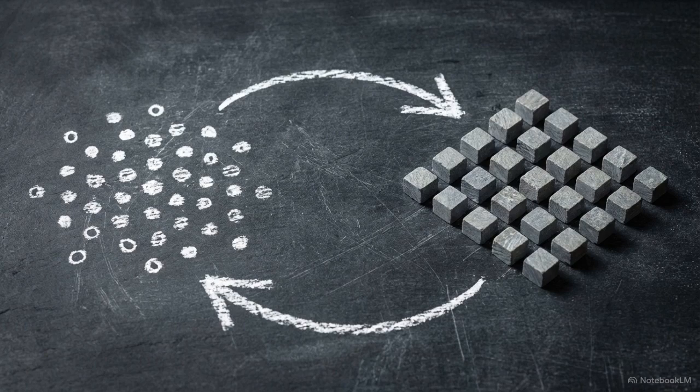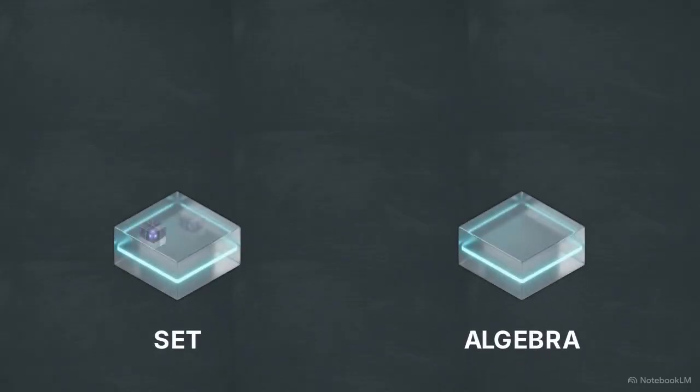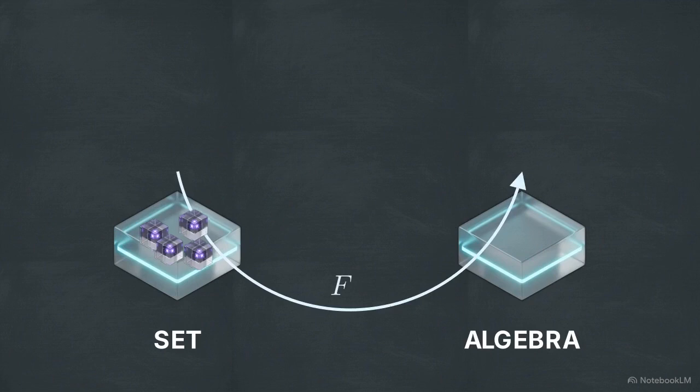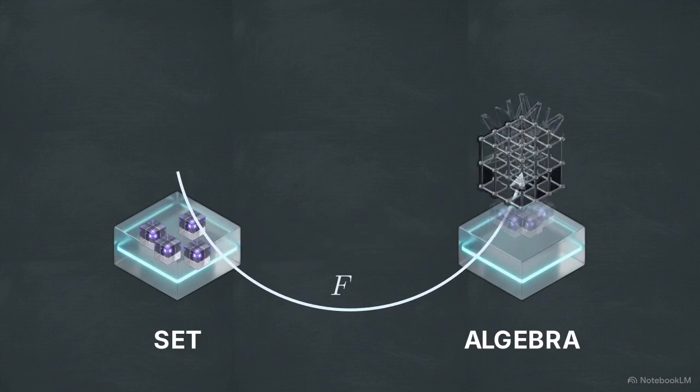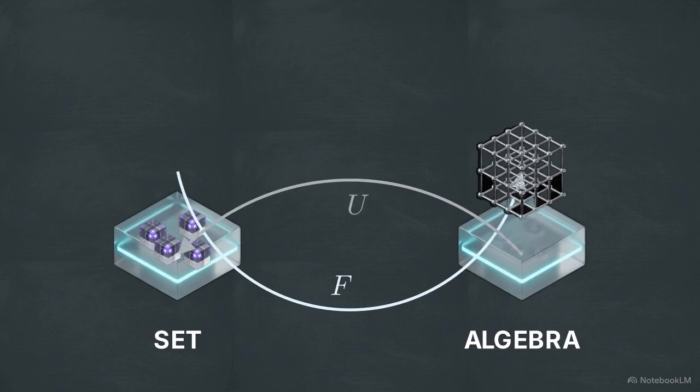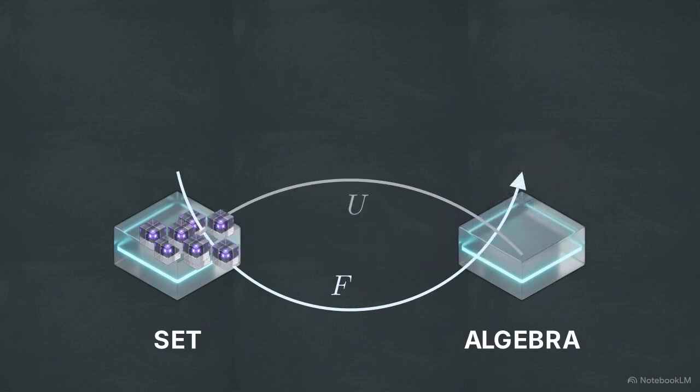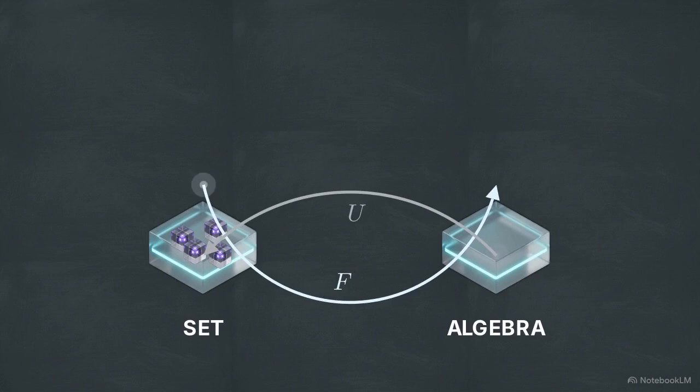A functor is a map between categories that preserves the composition of morphisms and object identities. Functor F is the left adjoint. It takes a raw set and builds the syntactic structure of the free algebra. The forgetful functor U is the right adjoint. It does the opposite, stripping away the algebraic laws to leave only the underlying set of elements. We are left with a reciprocal relationship. Functor F creates structure from logic, while functor U reduces structure back to logic.